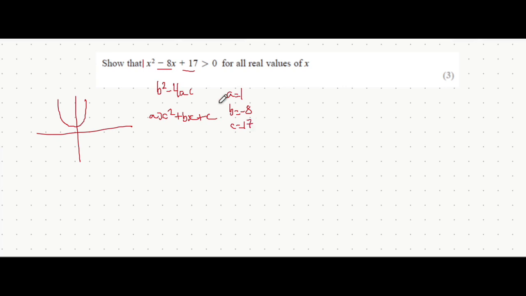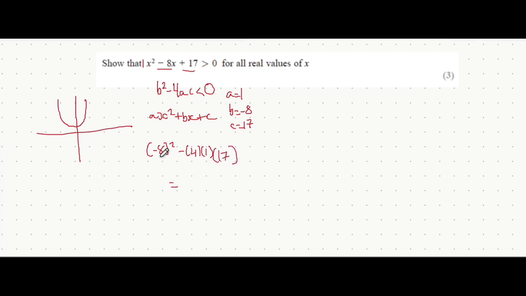Using that, we can import them into the discriminant equation and set the discriminant as being less than 0. Because if we show that the quadratic doesn't even intersect the x-axis once, that means it's always going to be above the x-axis. So let's do that. Minus 8 all squared would represent b squared, minus 4. And notice I like to put everything in brackets because different calculators interpret numbers in different ways. And then multiplied by a, multiplied by c, which is 17.